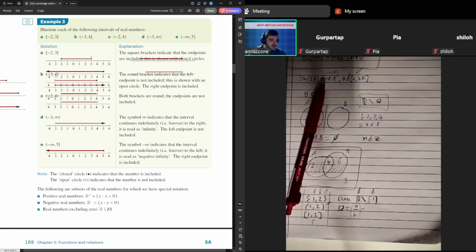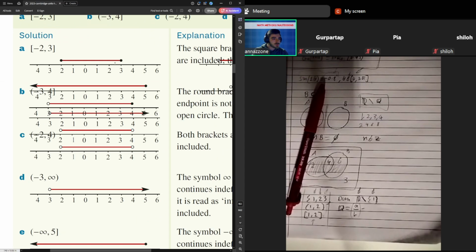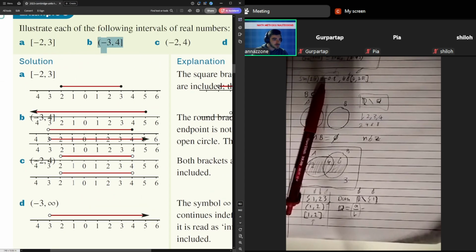Now, I've talked about this at length in pretty much every group class. Whenever you have a dark circle, that means inclusive of that point. Whenever you have a white circle, that means exclusive of that point. So when we have -2 to 3, those are both inclusive because they're square brackets, which is why both of these are dark circles. However, when you have this situation here, a bit harder to see. You know what? I'll just write up my own one.